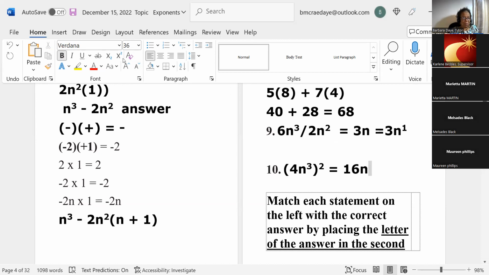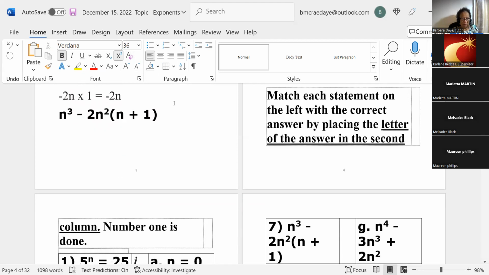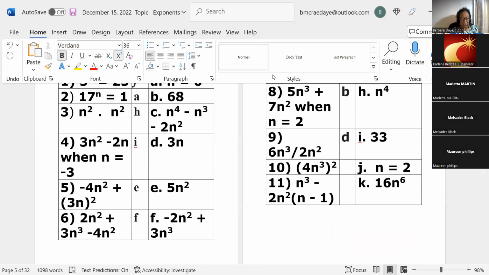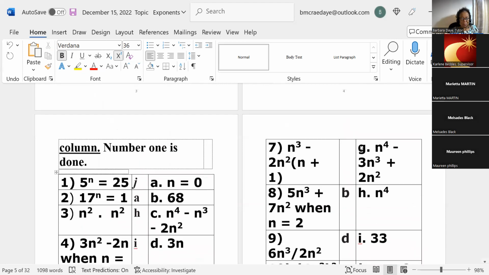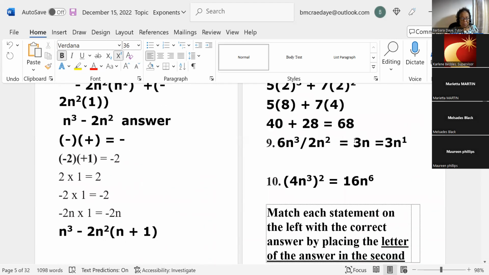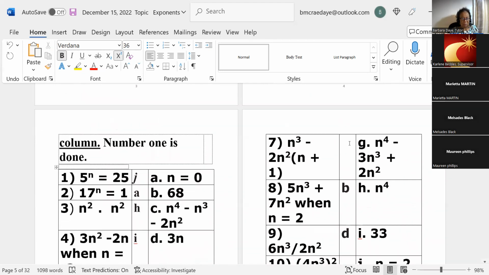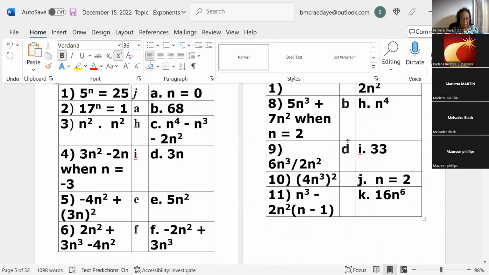And which one does that match? All right, so look at your table. 16n to the 6 matches K right there. There we go. So let's go to our table. At number 10, that would be K.